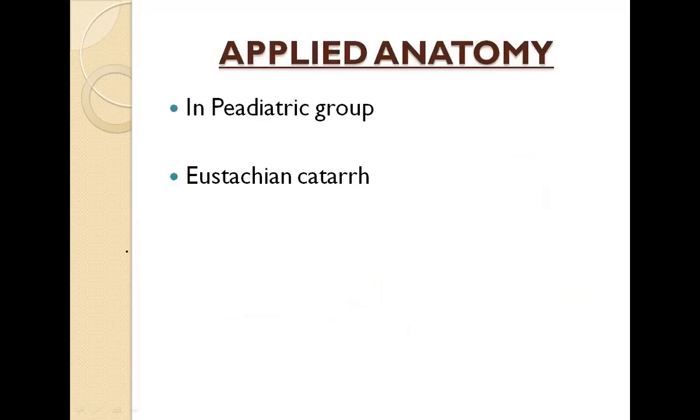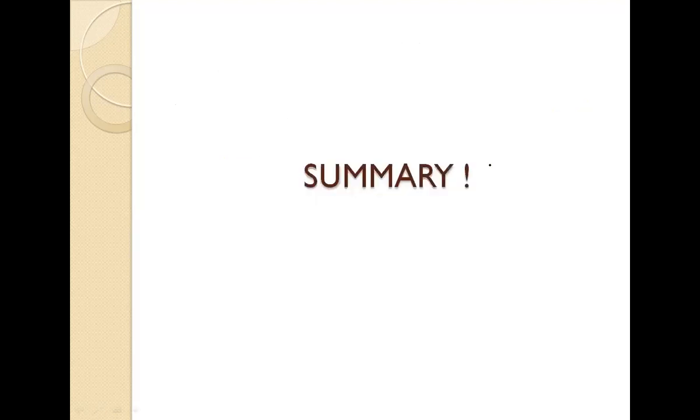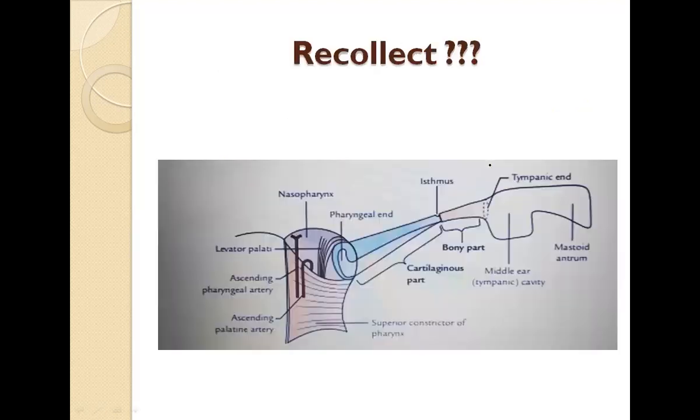Okay. So another important applied anatomy is eustachian catarrh. The eustachian catarrh is nothing but inflammation of the auditory tube. The etiology is common cold. So this point will do for the applied anatomy. Eustachian catarrh is nothing but inflammation of the auditory tube. So now moving on to the summary.